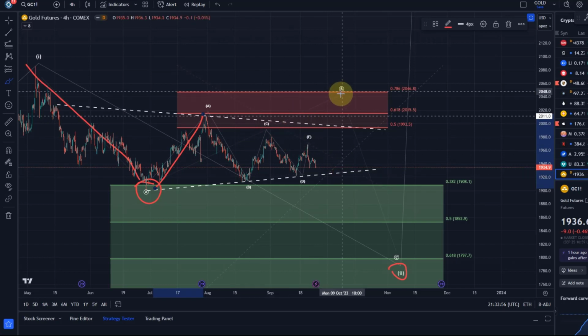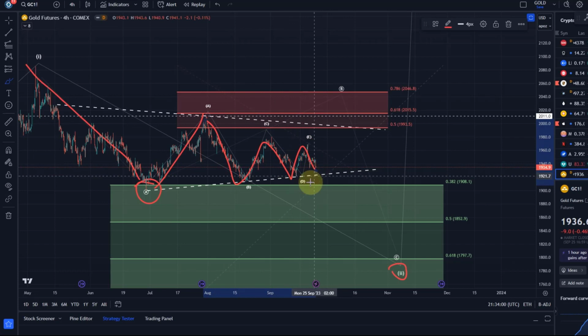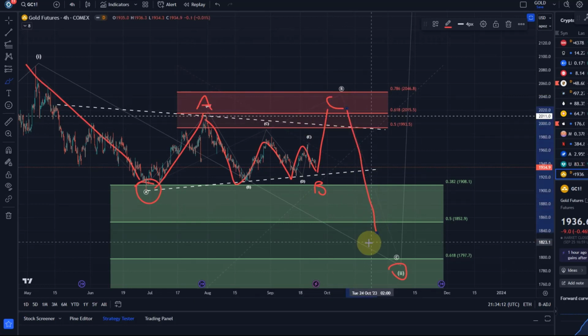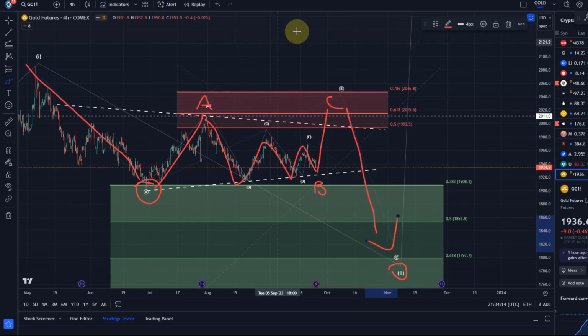The B wave of the B wave would be the triangle A, B, C, D, E. And this would be here. So A, B, and then we would get a breakout to the upside. C. Okay, but then down. So in both scenarios, I would expect further downside.